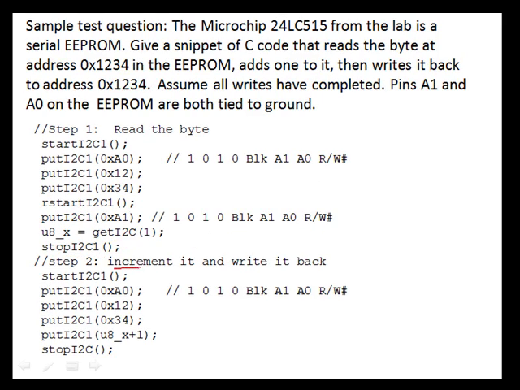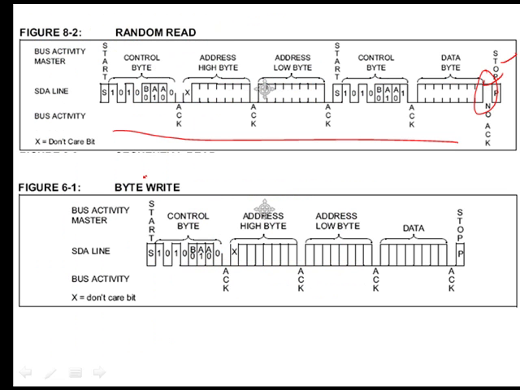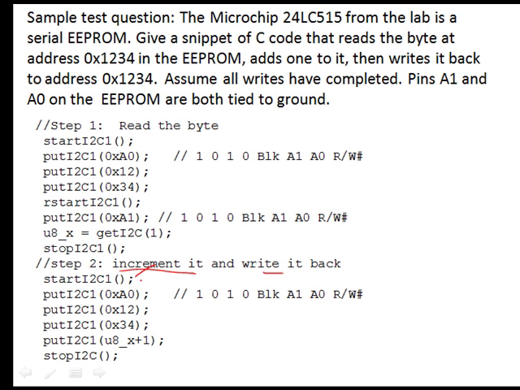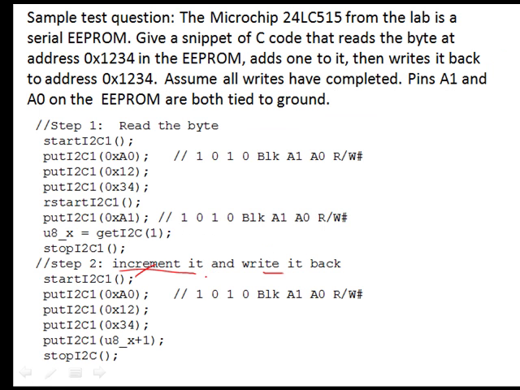Now that we've read the byte from the EEPROM, we need to increment it and write it back to the EEPROM. So in order to do that, we need to implement this byte write transaction, which is going to be an I2C write transaction. We're going to need to do a start, so let's do that. So we'll do a start I2C. At that point, we need to send a control byte, same format as this for a write transaction. So we've already gone through those details.